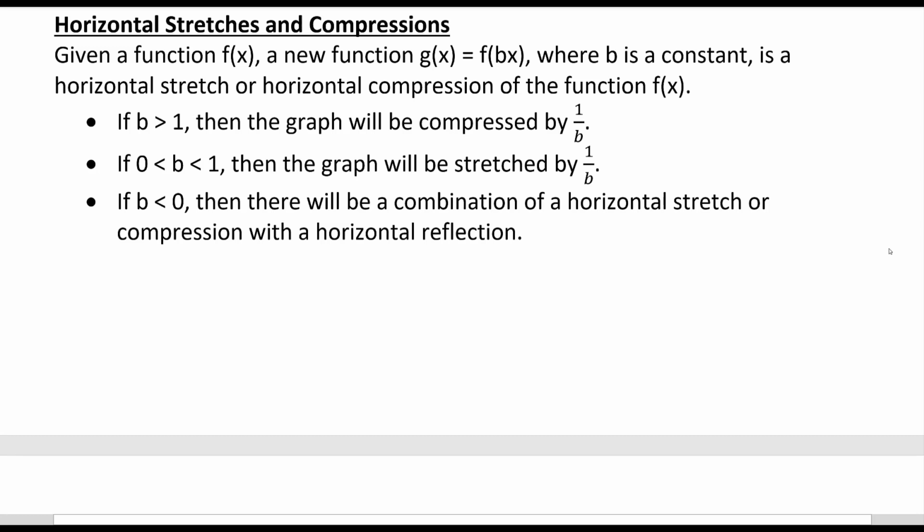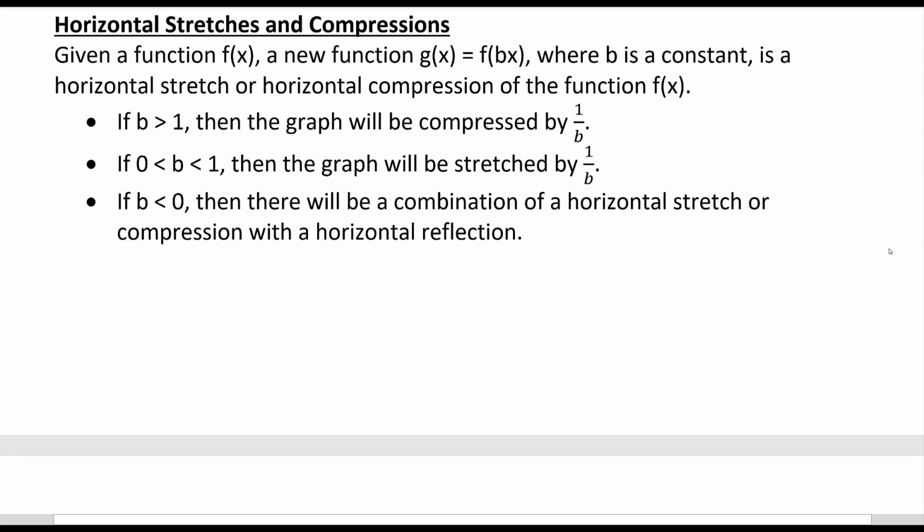If b is greater than 1, for example, as we'll see in the image on the next page, like f of 2 of x, then the graph will be compressed by 1 over b, so it would be half as wide. If b is between 0 and 1, let's say it's 1/2, so it's f of 1/2 of x, then the graph will be stretched by 1 over b, so 1 over 1/2 would be 2, so it would be twice as wide, and you'll see that in the next image.